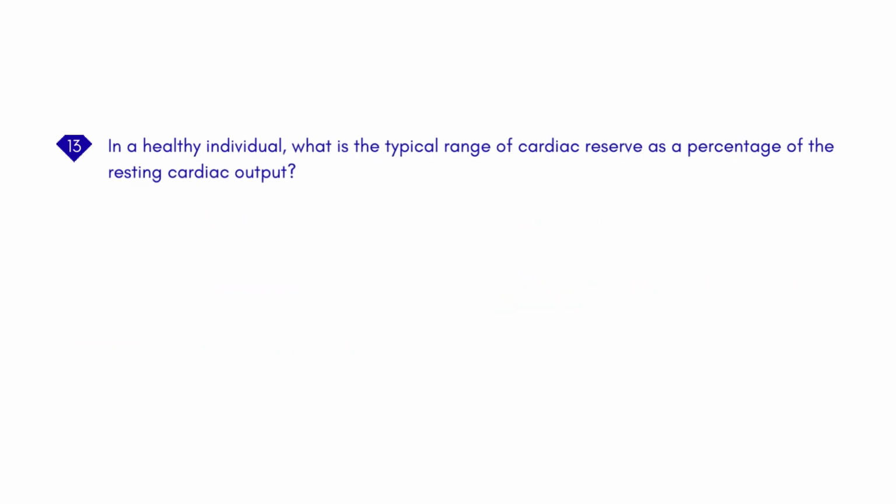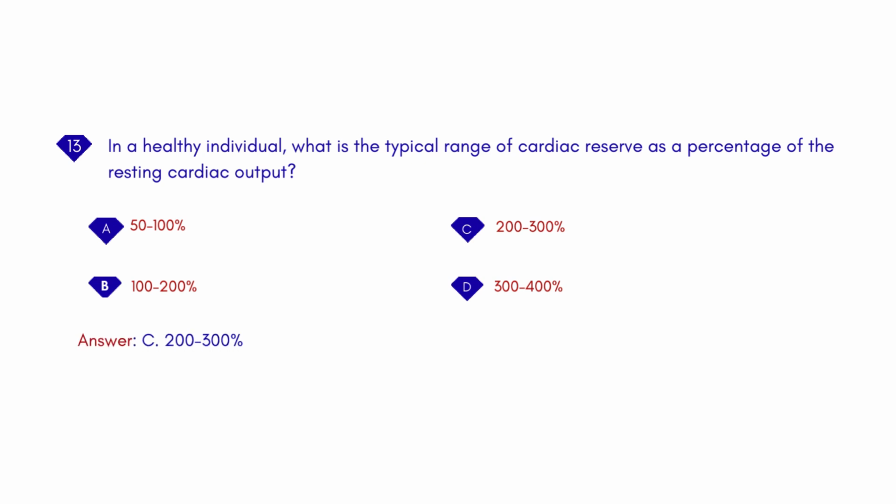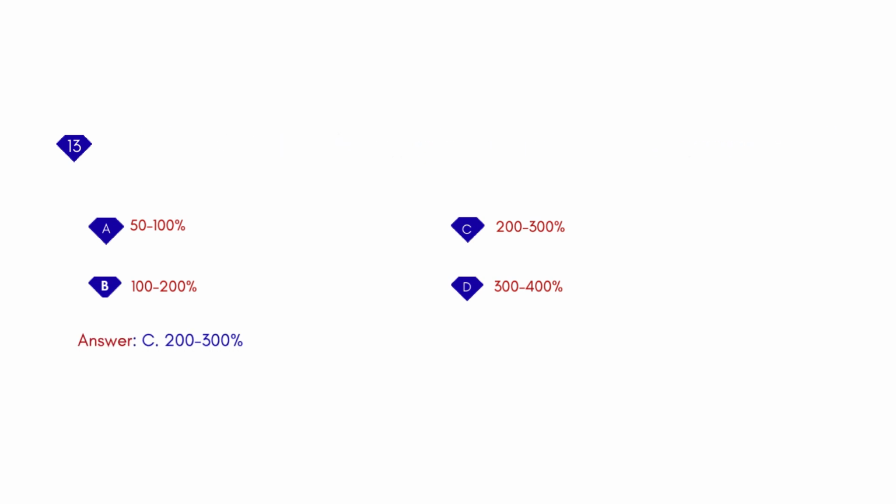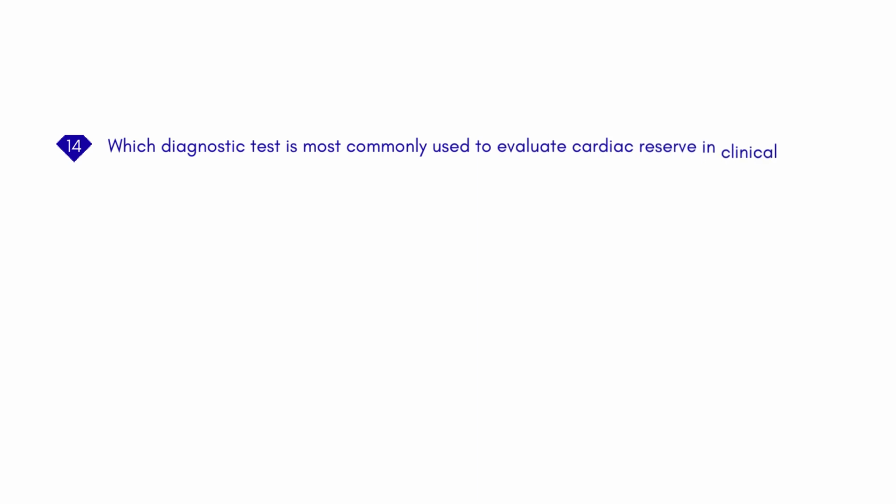In a healthy individual, what is the typical range of cardiac reserve as a percentage of the resting cardiac output? A. 50 to 100%. B. 100 to 200%. C. 200 to 300%. D. 300 to 400%. Answer: C. 200 to 300%.